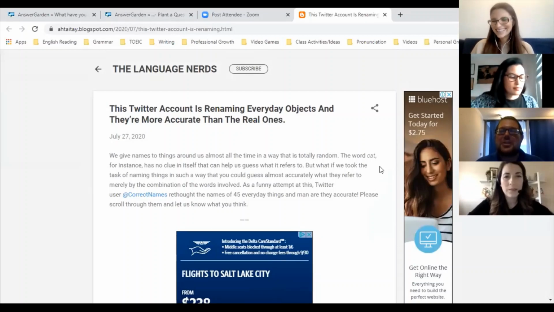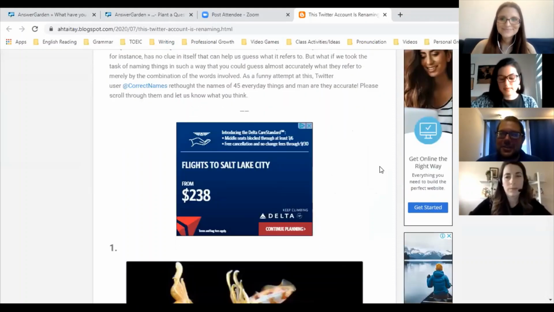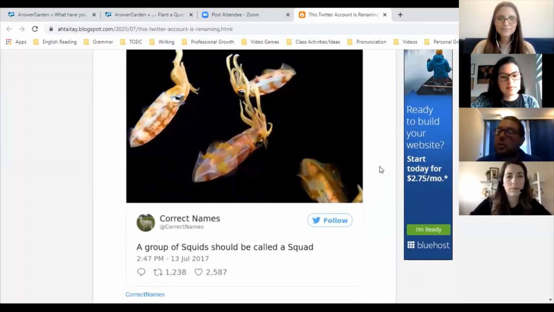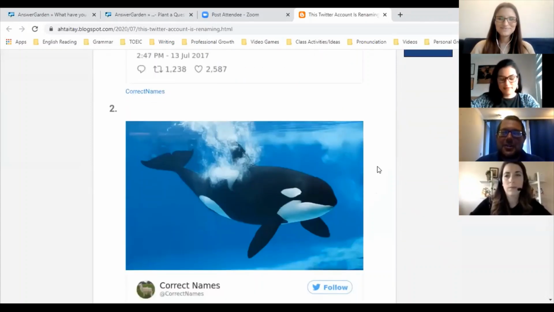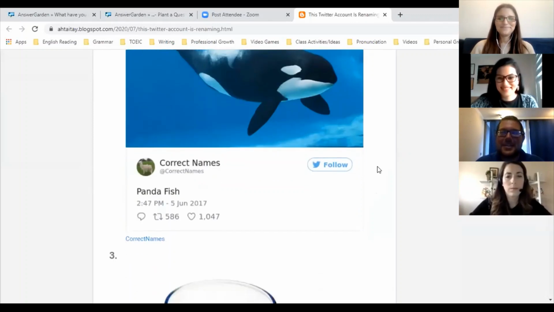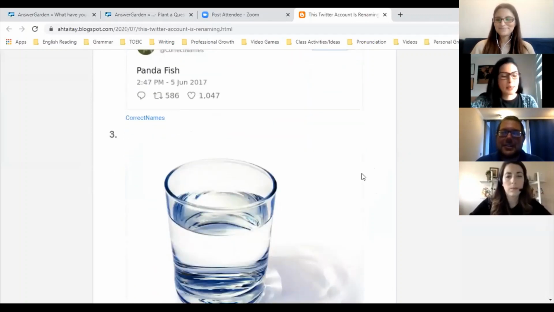Okay, so this Twitter account is renaming everyday objects and they're more accurate than the real ones. We see here some squids, and they say a group of squids should be called a squad. All right, here we see a picture. They say the correct name should be a panda fish. Now if we take a look at this, we know this as a glass of water. But how could this be renamed?